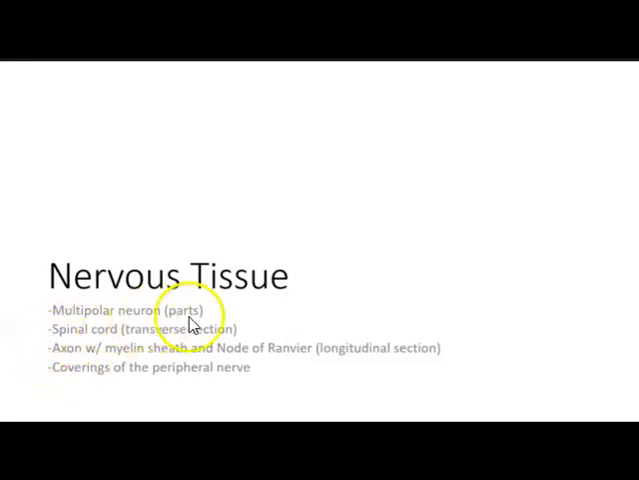You'll see a transverse section of the spinal cord. Make sure you know which ones are the dorsal horns versus the ventral horns, and gray matter versus white matter. And then we'll see axons with myelin sheaths, as well as the nodes of Ranvier. So we'll see a longitudinal section of an axon with that myelin sheath covering. And then make sure you know the different coverings of the peripheral nerve, the whole peripheral nerve, and within the peripheral nerve, the nerve fascicles on different layers.